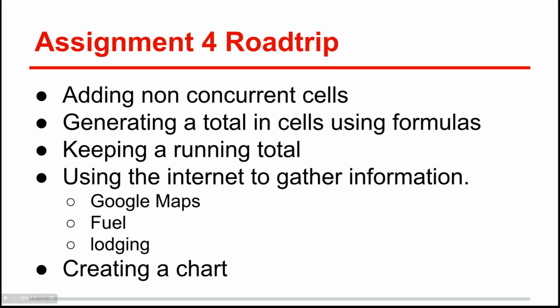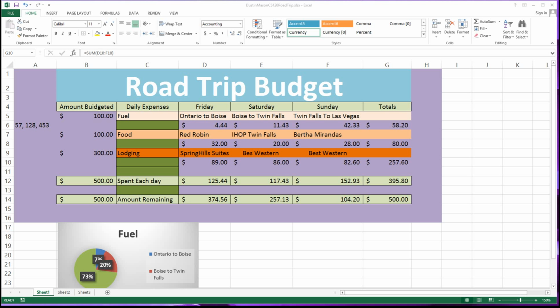In this video, assignment number 4, Road Trips, we're going to learn about adding non-concurrent cells, generating a total in cells using formulas, keeping a running total, using the internet to gather information on Google Maps, such as fuel and lodging, and creating a chart. To demonstrate what we're going to be learning today, I have an example of an Excel spreadsheet in front of you.